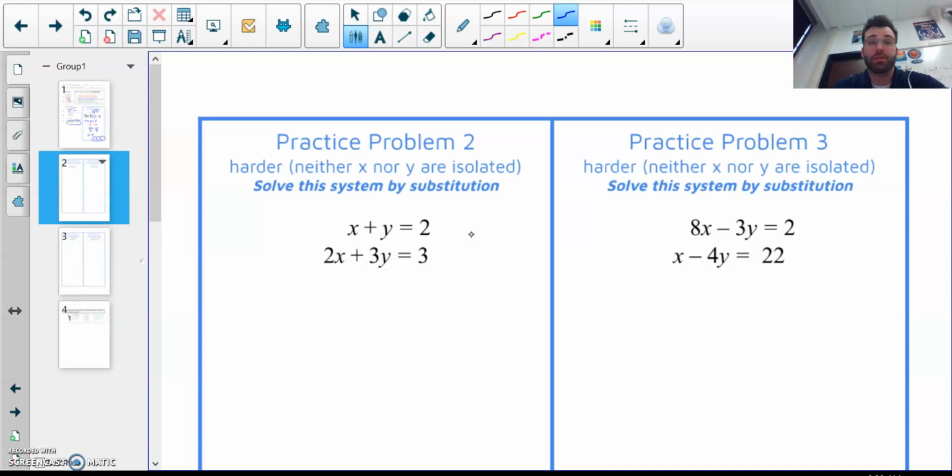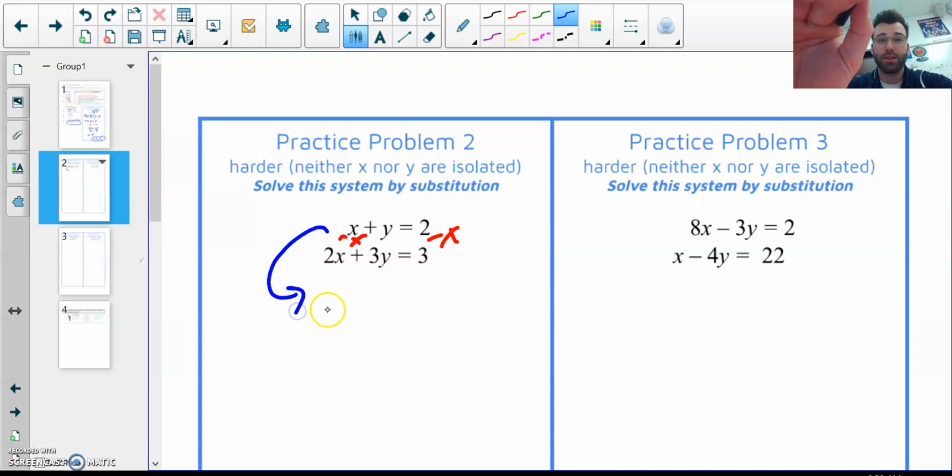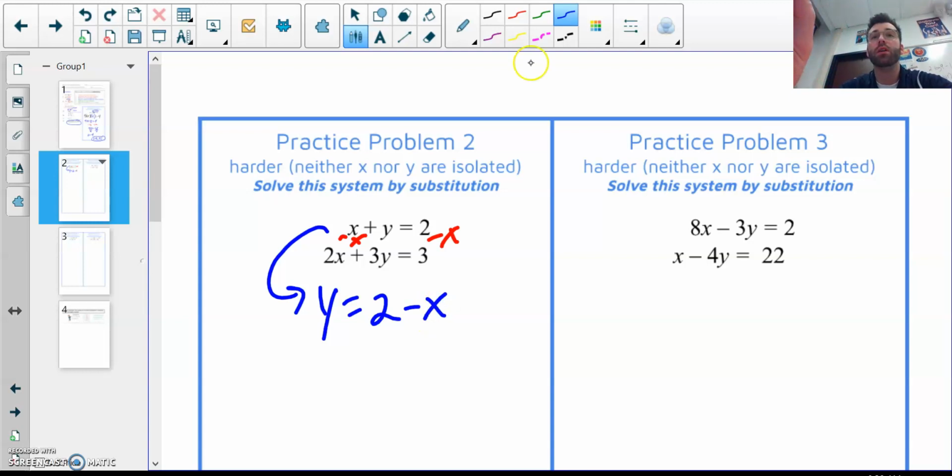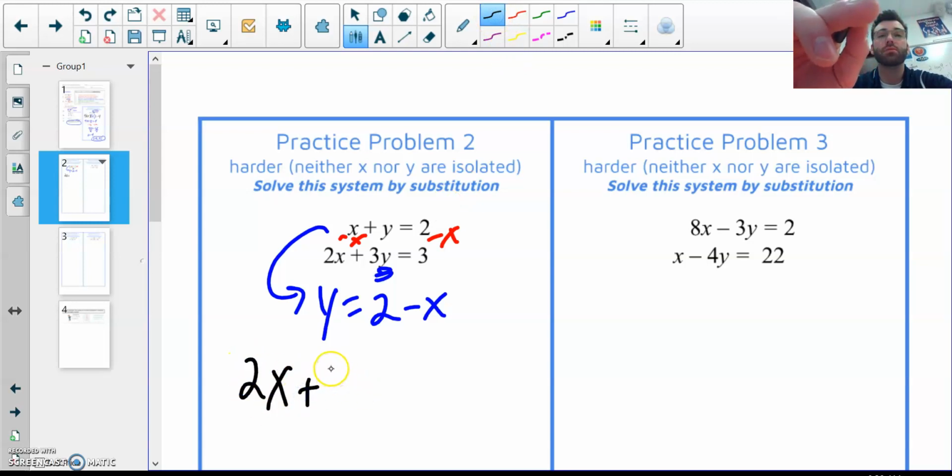So really it's personal preference. Do I want to substitute my y or do I want to substitute x? To stay consistent, I'm going to choose y, so I'm going to subtract x from both sides of that expression. So this expression now becomes y equals 2 minus x. Now I'll make that all blue. Now, wherever I see a y in my second equation, I'm going to substitute 2 minus x.